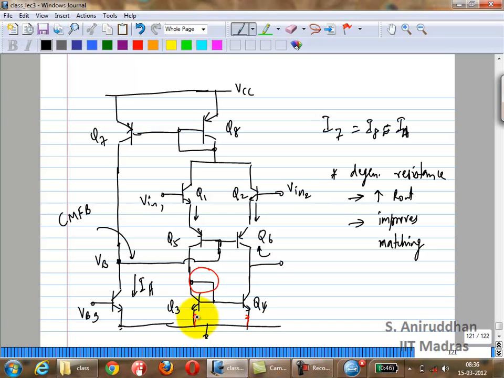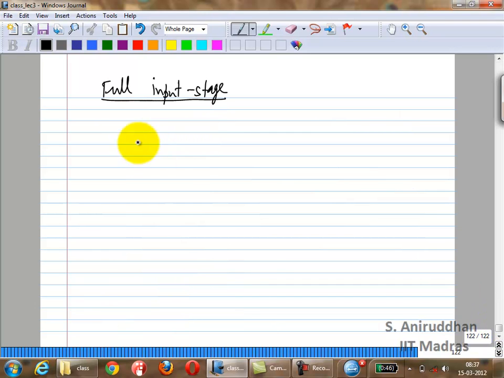So we have to add the degeneration resistors, we have to add the beta helper, we need to find out how we generate VB3, so we need to generate some reference current, right? We need to do all of that, so we'll see how to do all of that. So let's start off with we have the two rails here.